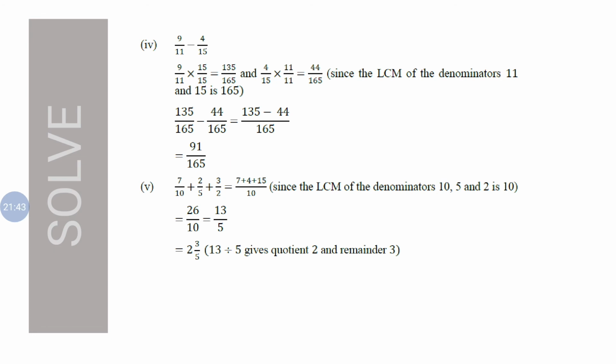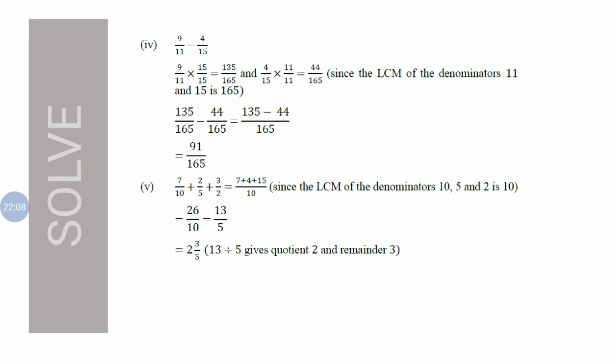9 by 11 minus 4 by 15. So 11 and 15, the denominators are different. So we take the LCM of 11 and 15. The LCM of 11 and 15 is 165. So numerator and denominator multiply by 15. 9 15s are 135. 11 15s are 165.